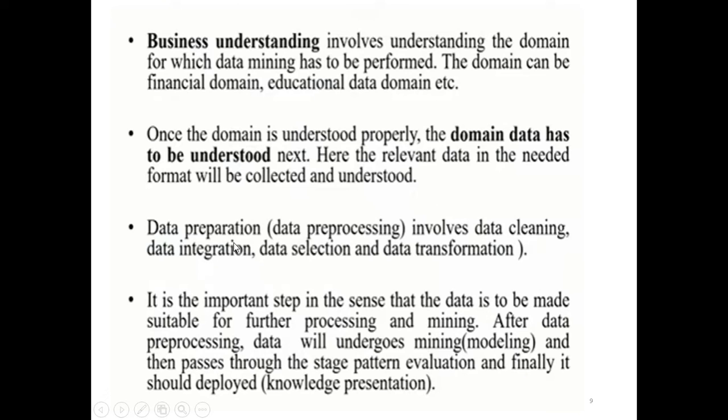The next stage is data preparation, that is, data pre-processing. It involves data cleaning, data integration, data selection and data transformation. It is actually an important step in the sense that data is to be made suitable for further processing and mining. After the data is pre-processed, the data will undergo mining, that is modeling, then pass through the stage of pattern evaluation, and finally it will be deployed as knowledge presentation. Okay, this is about the data mining stages.